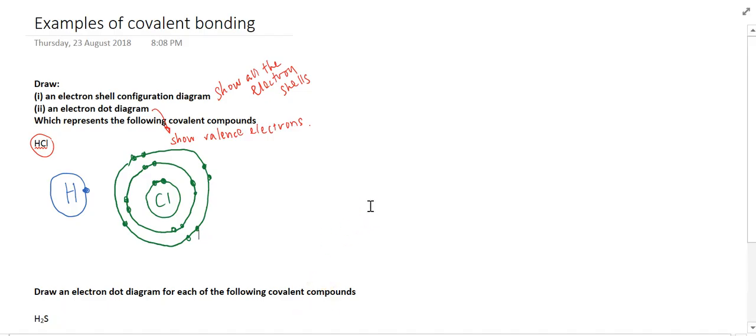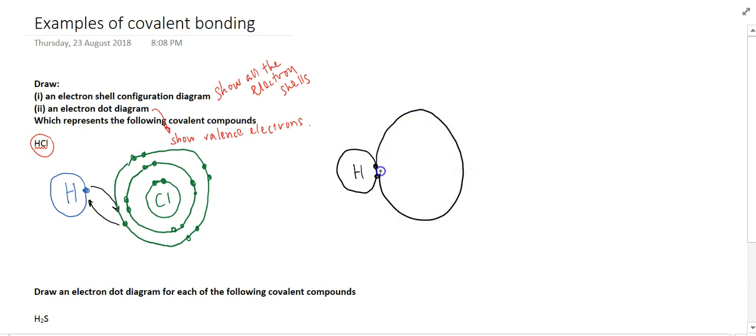As you might have seen in the previous video, covalent bonding involves the sharing of electrons, and the sharing occurs between unpaired electrons. So here are the unpaired electrons right here. They will come together to form a covalent bond. So what would this look like? Hydrogen here will have shared its outer shell with chlorine's outer shell.